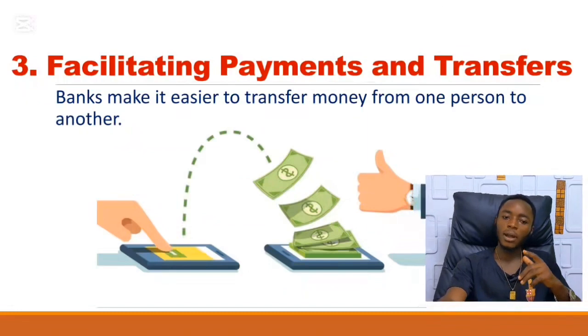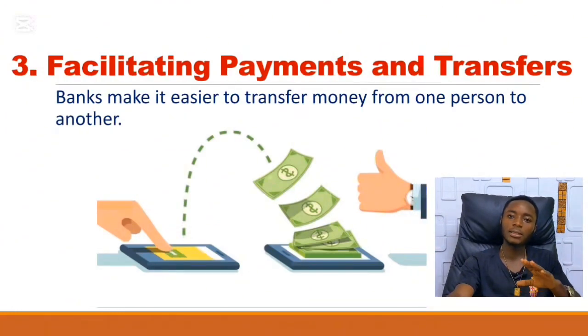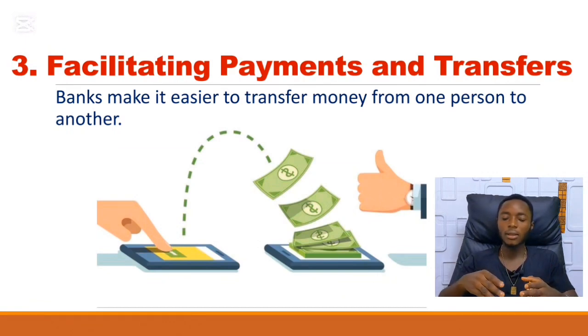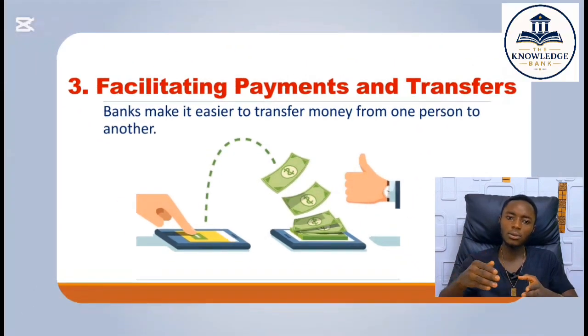The next function we have here is facilitation of payment and transfer. Banks make it easier to transfer money from one person to another. For example, if you have money that you want to transfer to another user, the bank assists you to transfer money from one person's account to another.